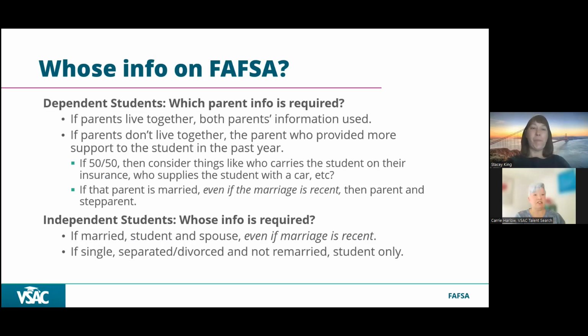So for dependent students, which parent information is used? That is probably, for my colleagues who work in high schools, the most common question we get. And that is which parent's information is used. If the adoptive or biological parents live together, it is both parents' information used, regardless of their marital status. If they live together, it's both of them.